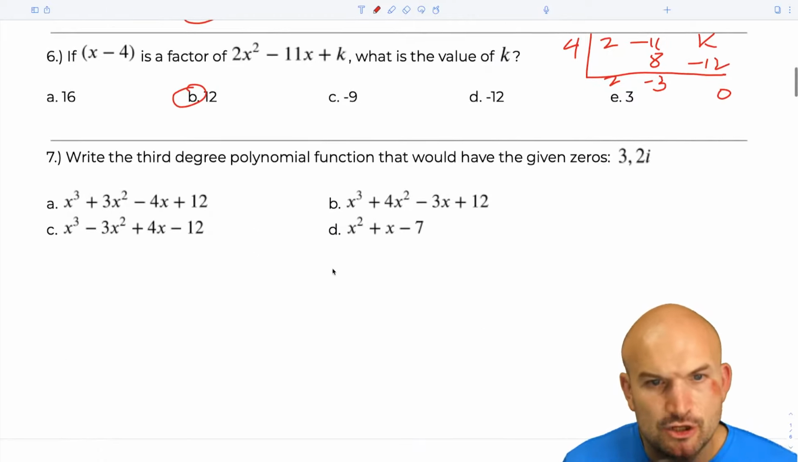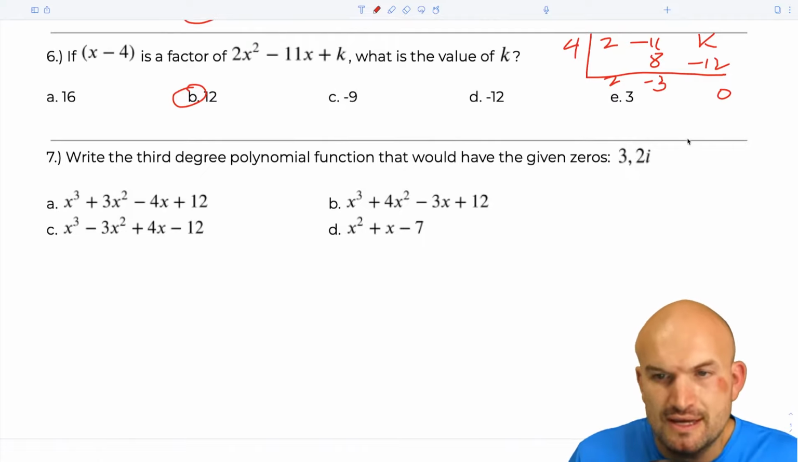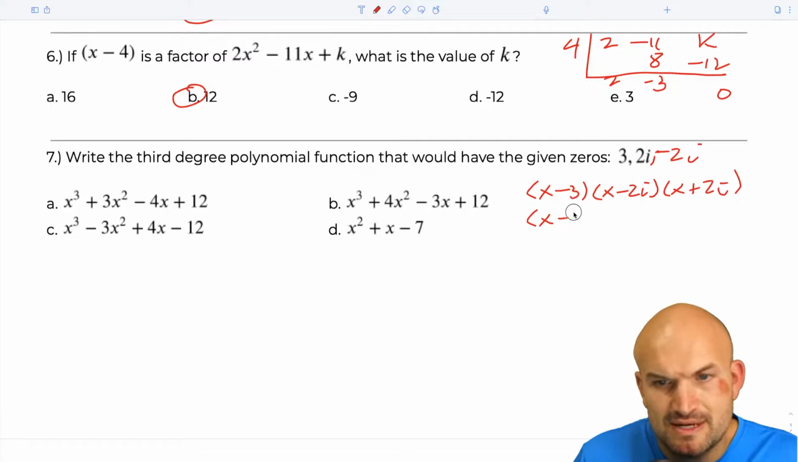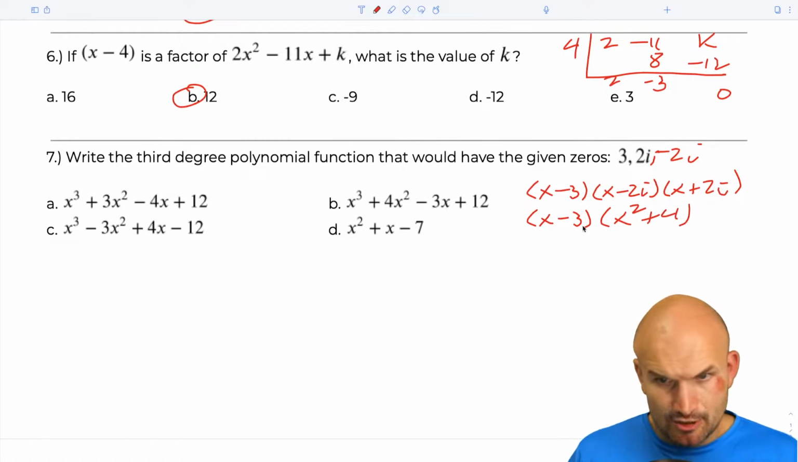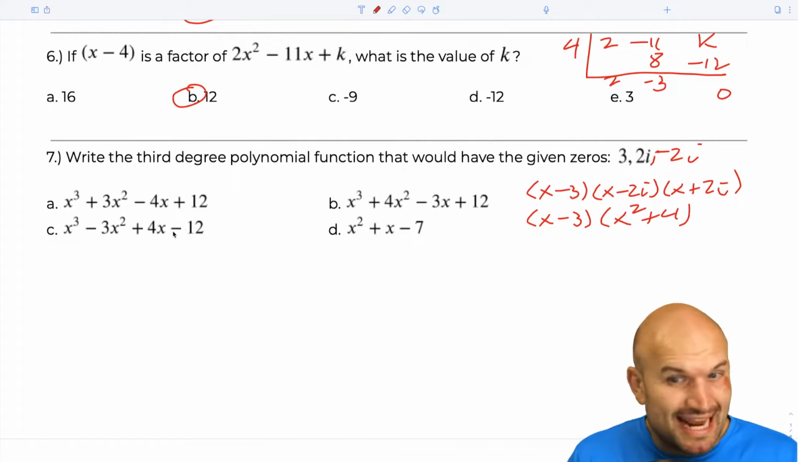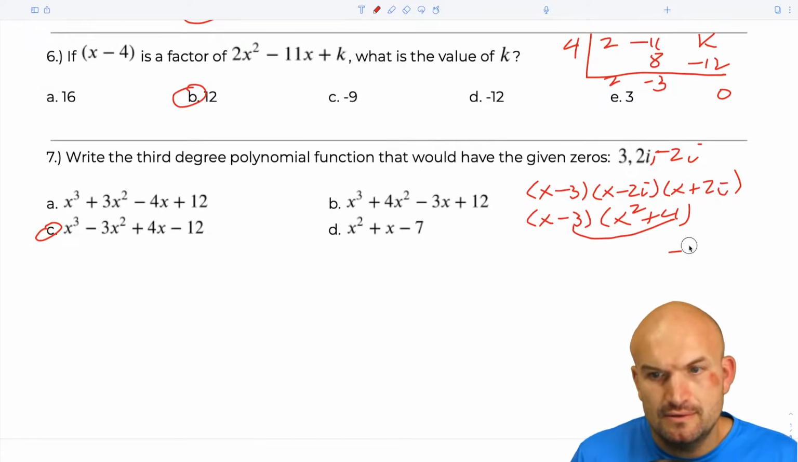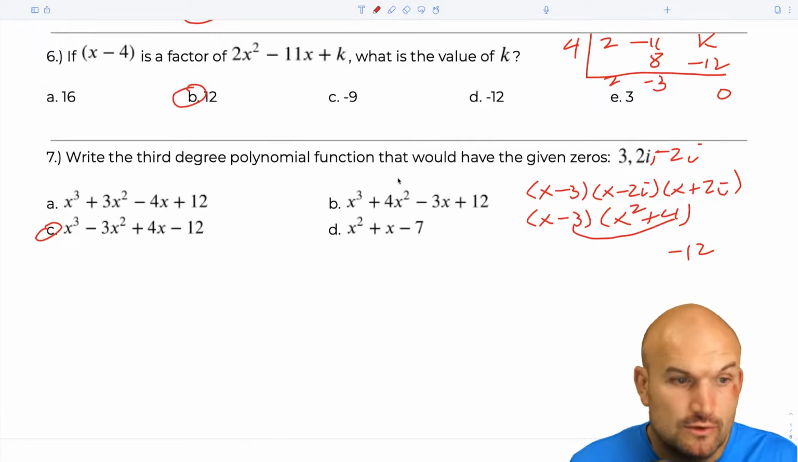Write a third-degree polynomial function that would have the given zeros. Okay, so if we have the 2i, then we have to have -2i, which is our conjugate. So I have x minus 3 times x minus 2i times x plus 2i. X minus 3, hopefully you can multiply these out. X squared, let's see, that's going to be plus 4. And then I know my last answer is going to be -12. So the only answer that would give me -12 is this one, right? Because if you just do distributive property, you're going to get a -12. So we'll cancel that here. We can figure out that answer rather quickly without doing all the work.